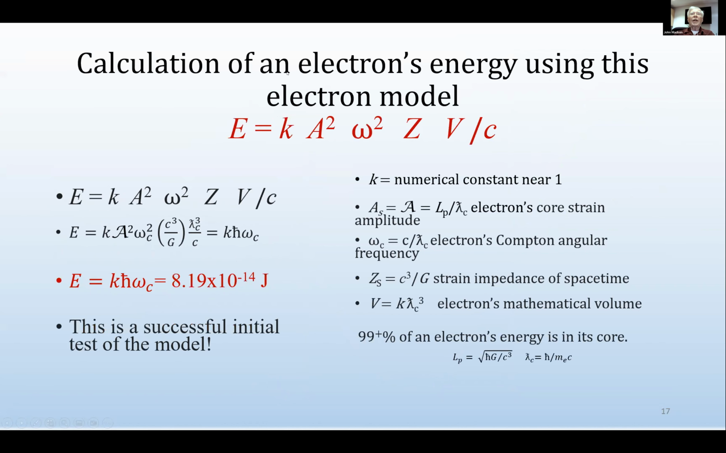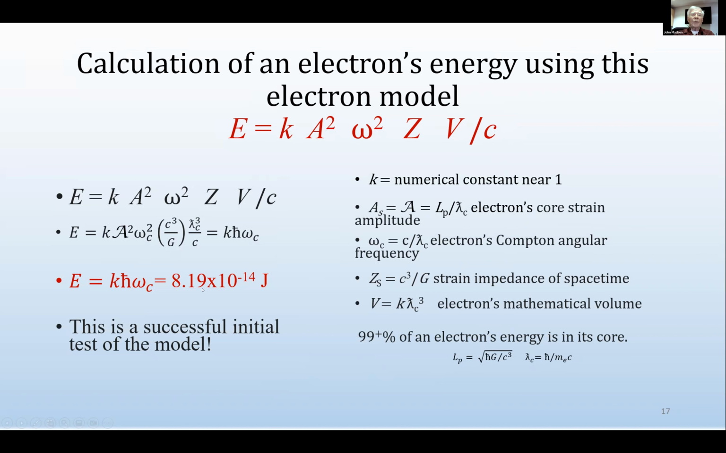So for the calculation of an electron's energy using the electron model, I'm going to start off with a very simple equation that relates to the energy of waves. You have a numeric constant, you have an amplitude term, you have a frequency term, you have the impedance, you have the volume of the wave that you're going to calculate the energy for, and then you divide by c. When I take all these various components and put them in here, I get this.